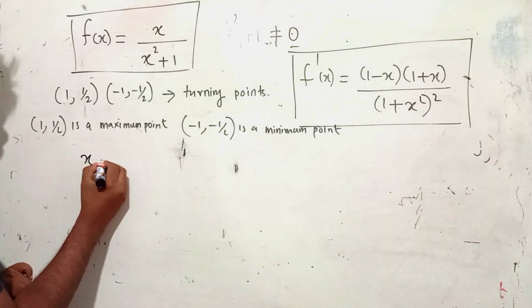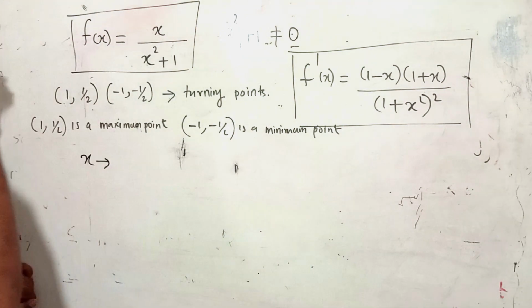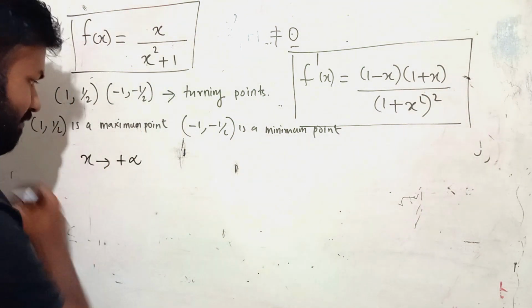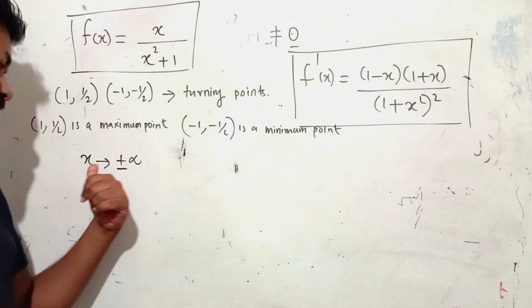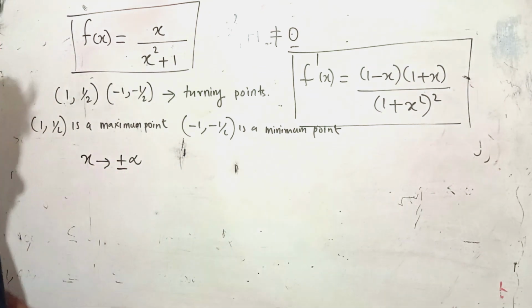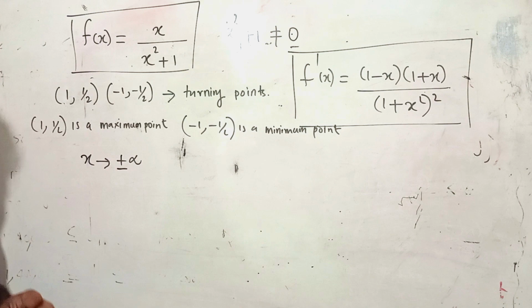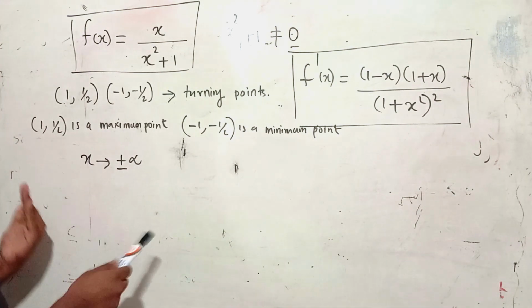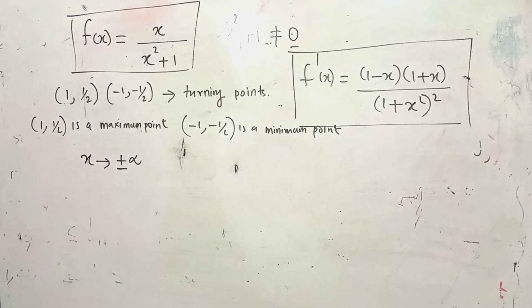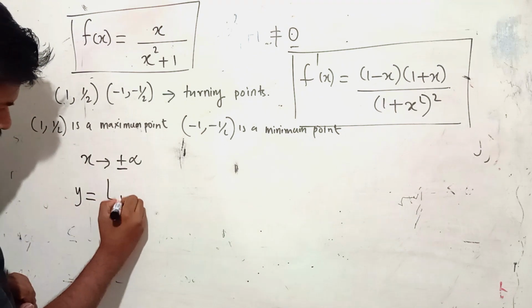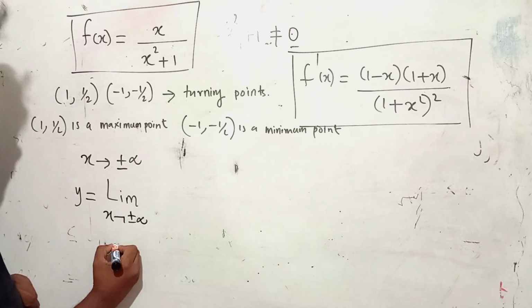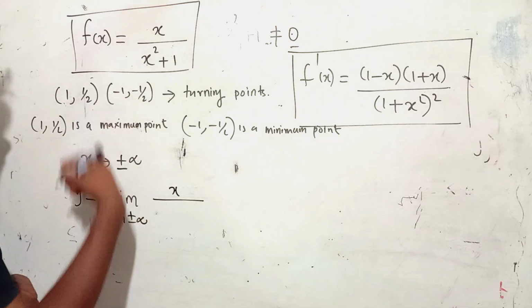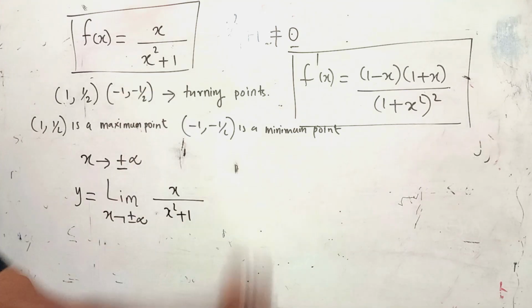is to see what happens to y, or f(x), this function, when x tends to positive infinity or negative infinity. If you want, you can check them separately, or in certain instances you don't have to find them separately, you can just do it generally. What happens when x is plus or minus infinity? We have to find the y value. What happens to y, or f(x), the function? The limit as x tends to positive or negative infinity of the function x over x squared plus 1.